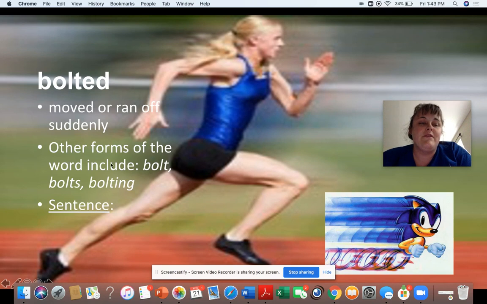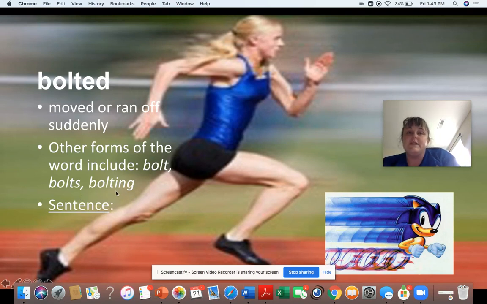And other forms of the word include bolt. So I could have said the lady will bolt once she hears the signal to start, or she bolts toward the finish line, or she is bolting to the finish line. This is a verb. So you can use the word bolt, but it depends on the sentence that you're using and what tense of the word as to what suffix you're going to use at the end. So let me go back and let me think of a good sentence that uses bolt or bolted.